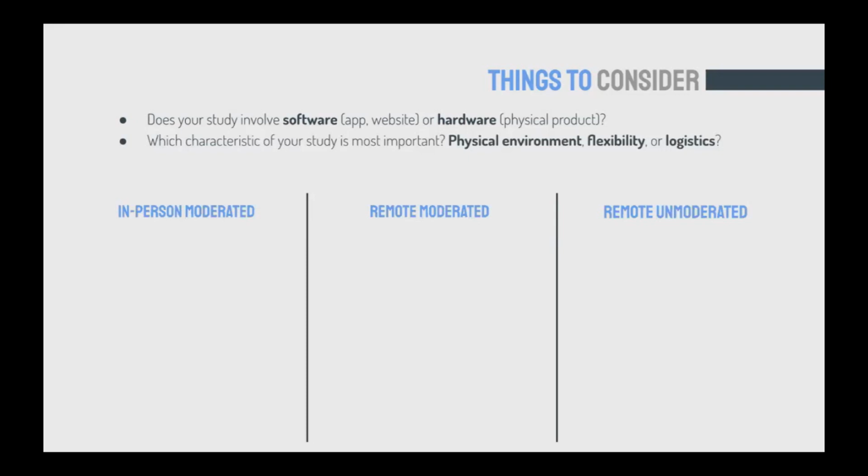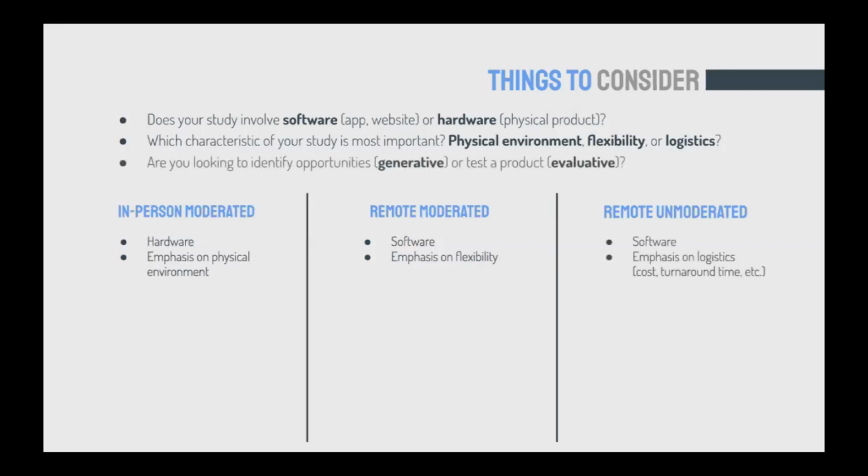The second question is, which characteristic of your study is most important? So, physical environment. Does your study require you to be physically beside the participant in a specific environment? If so, then in-person moderated might be your best choice. Flexibility. Maybe you're more concerned with having the option to probe and explore certain topics. If that's the case, remote moderated might be a better option. Logistics. Perhaps you're working on a limited budget, maybe you're pressed for time, or you're looking at tests with a large number of participants. If that's the case, then remote unmoderated might be the best choice for you.